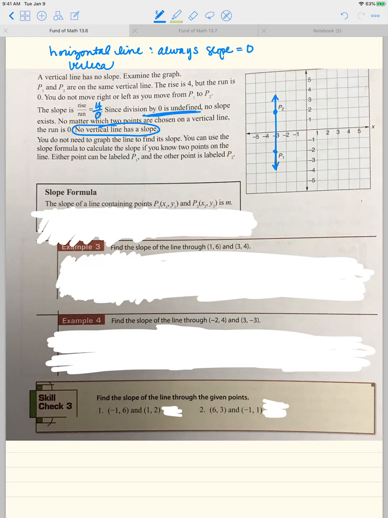Vertical line, always no slope. Okay? You do not need to graph a line to find its slope.